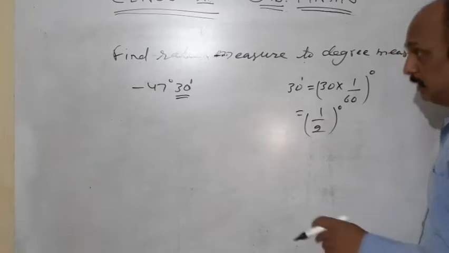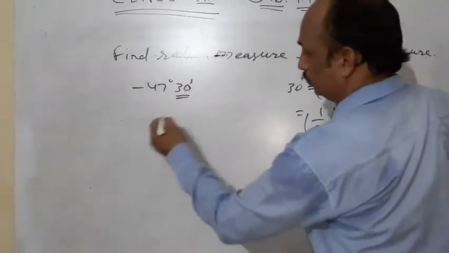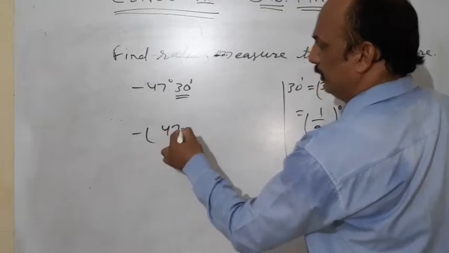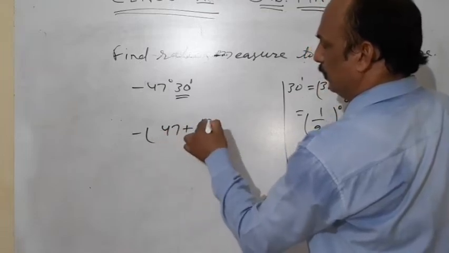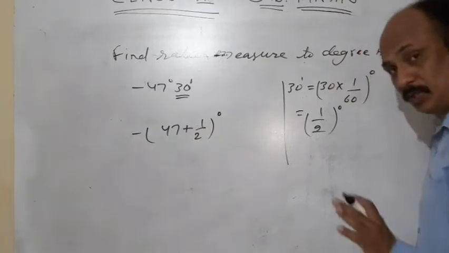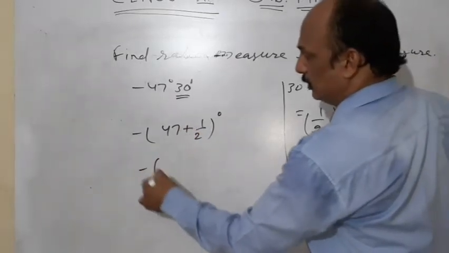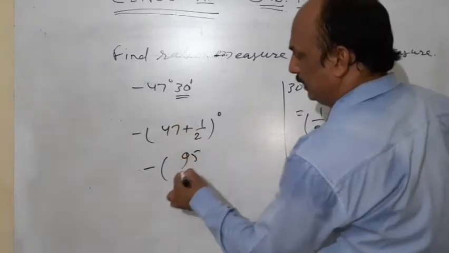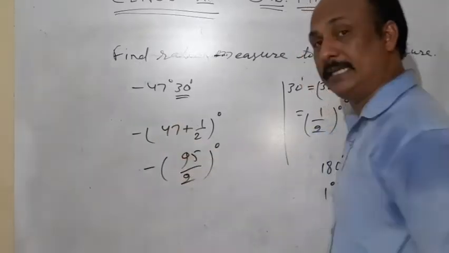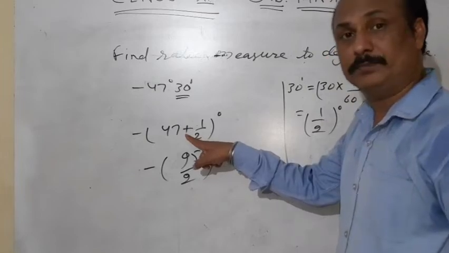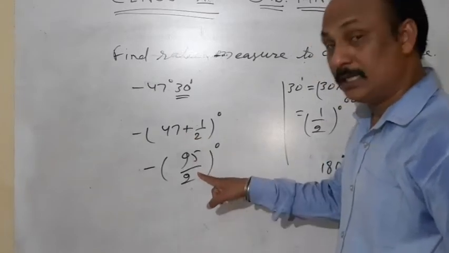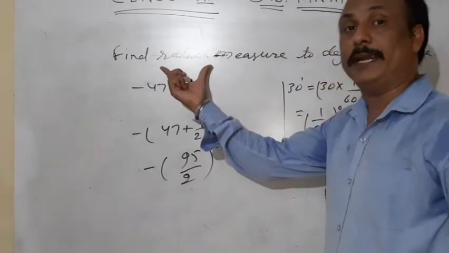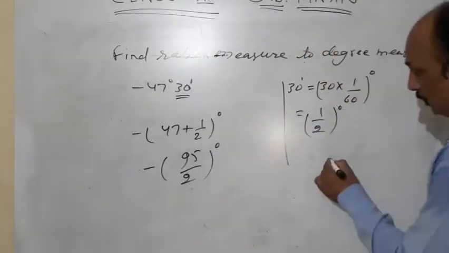Is that clear? We can write it as minus 47 plus 1/2 degree. Okay? Yes, it is with a negative sign, minus 95/2 degree by the LCM. Okay? Yes, it is in degree form and we want to find radian form.